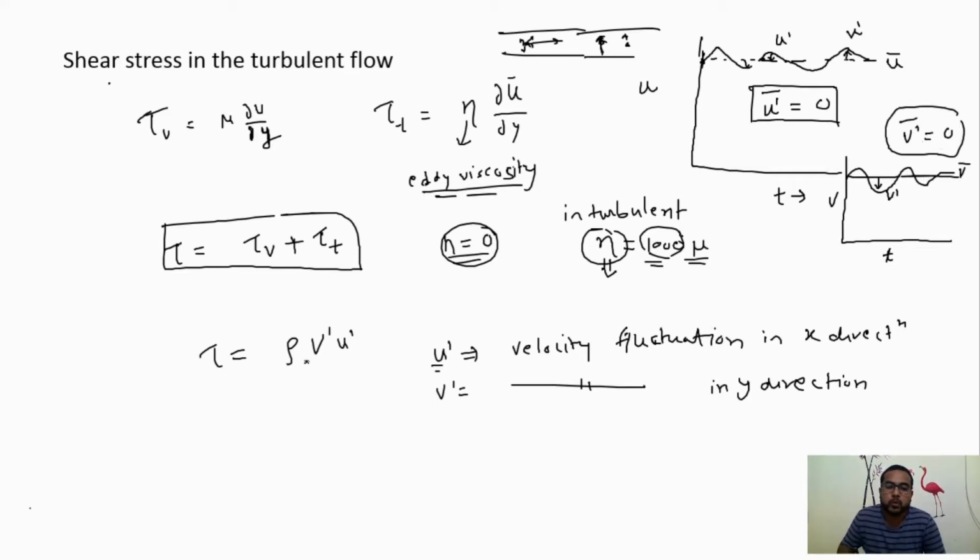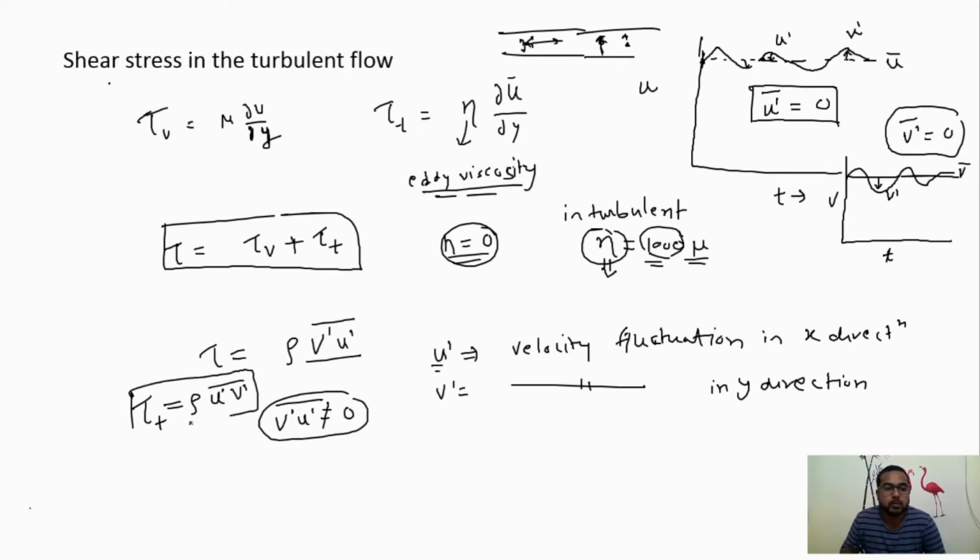But here we have used the average of these two terms. So v dash into u dash, and the average of this is not equal to 0. So Reynolds has given that the shear stress due to turbulent flow is rho times the average of u dash into v dash, these two fluctuating components of the velocity. Here also it is very difficult to calculate this fluctuation and then the average of these fluctuations.